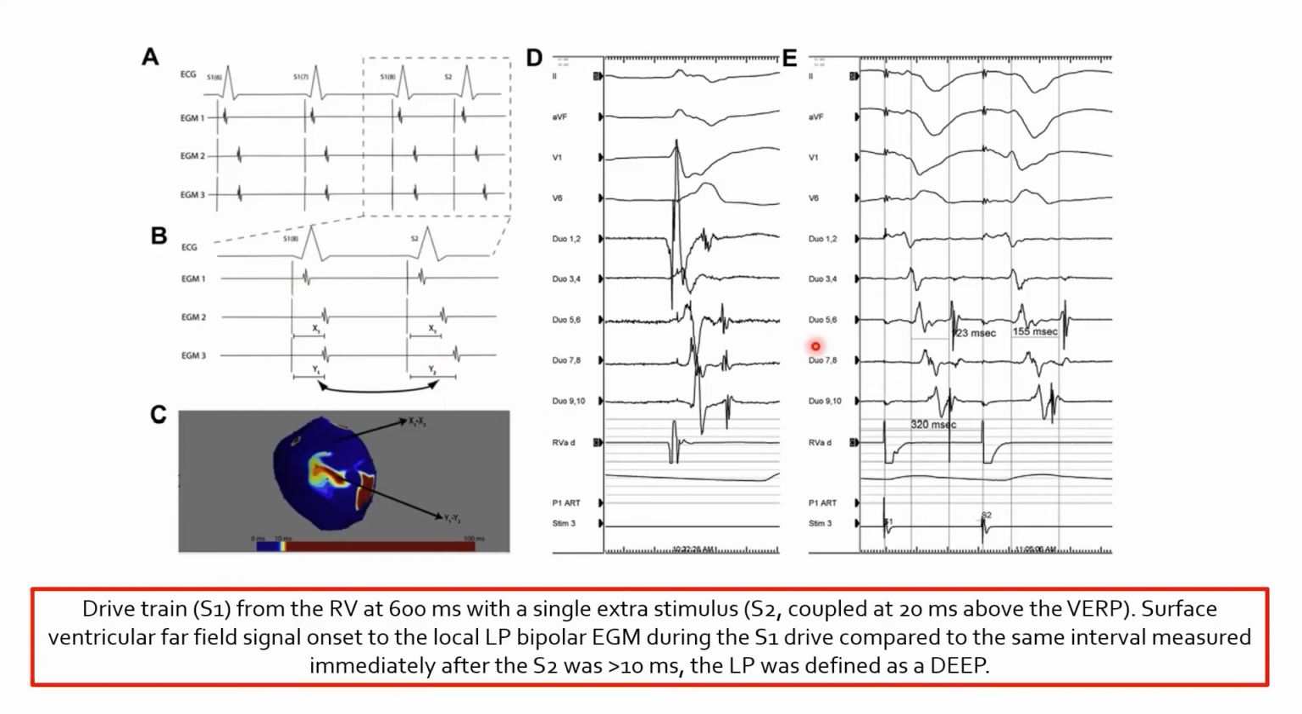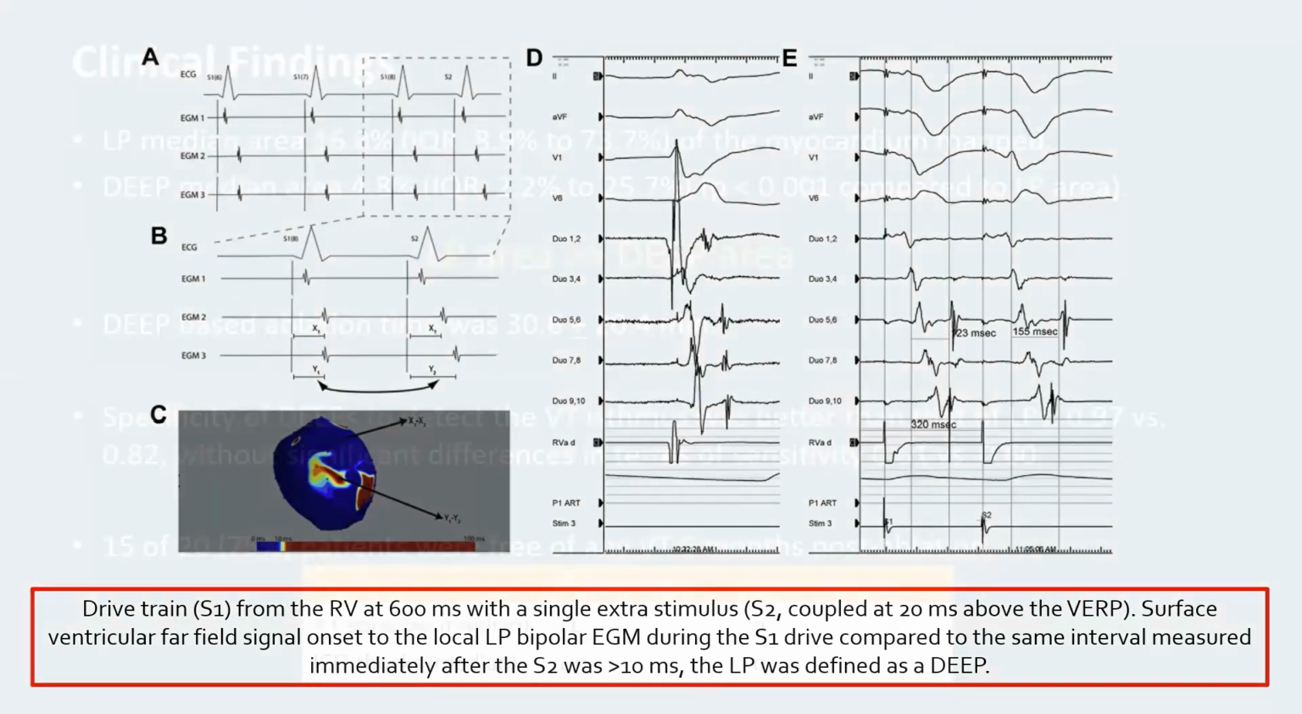Here you see the example, the late potential at 1 to 3 milliseconds has gone out to 155 milliseconds with that S2 extra. In the Porter-Sanchez study, these S2s were put in after a drivetrain. So there was a drivetrain at 600 milliseconds, followed by a single extra that was at VERP plus 20. And VERP plus 20 was chosen to stress the myocardium to its maximum. And that was the interval that was used. And you can imagine that having to do a drivetrain and an S2 at all the areas within the scar zone can take quite a bit of time.